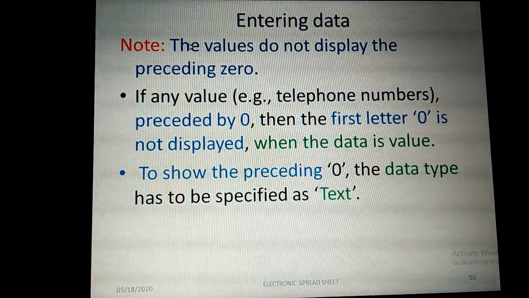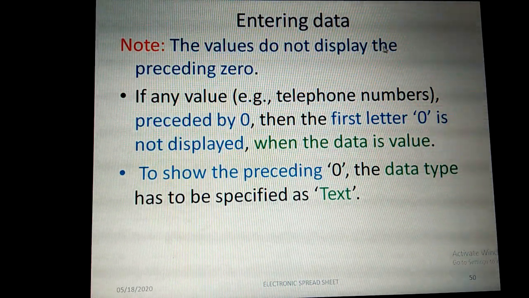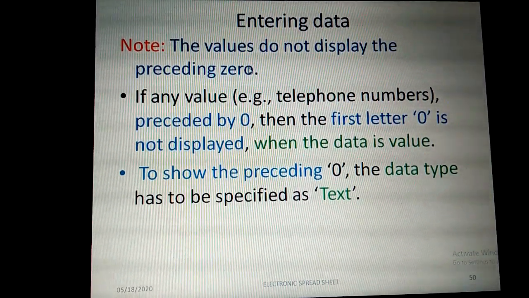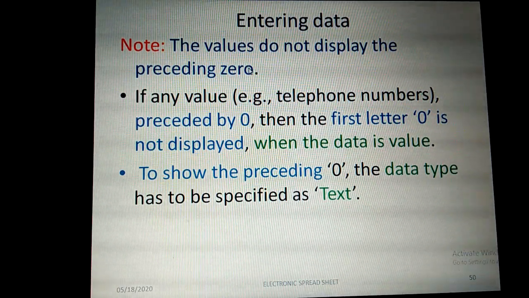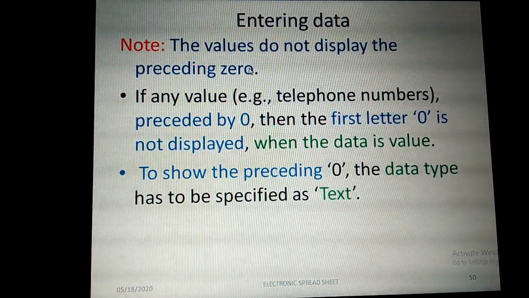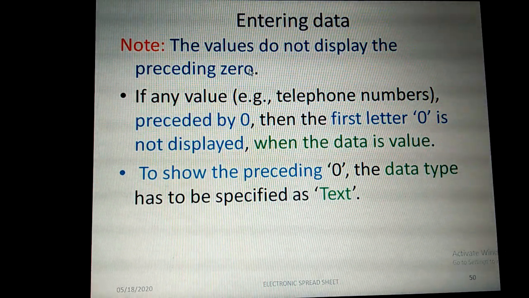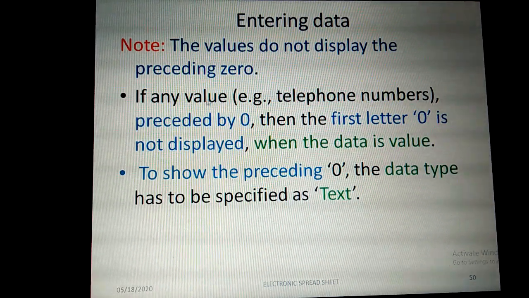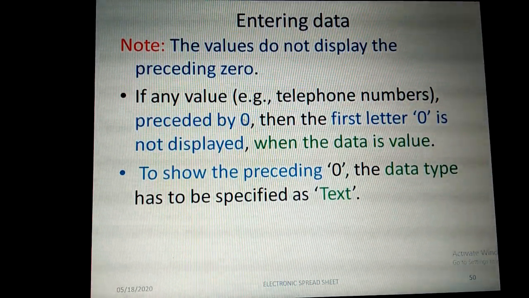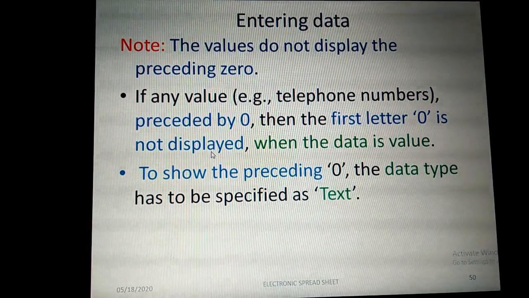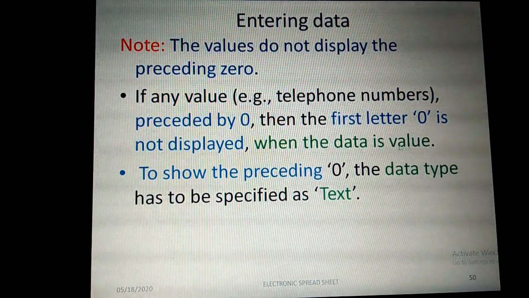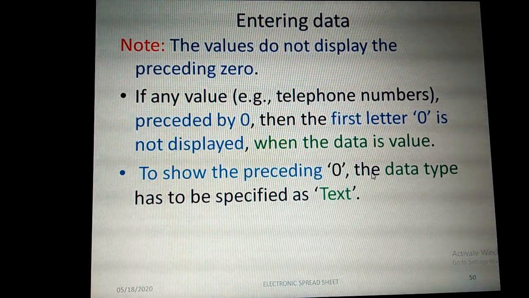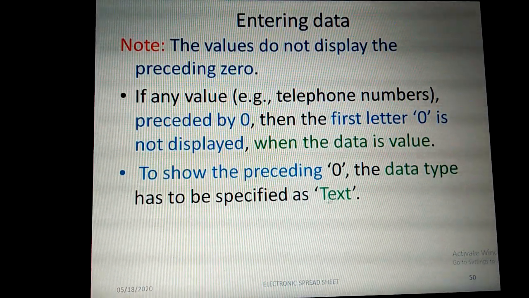Next, when you are entering data, the values do not display the preceding 0. So whenever you enter any value, for example if you are typing your phone number preceded by 0, the 0 will not be displayed if that number is in the number data type. So you need to change that value to the text data type. If any value like a phone number is preceded by 0, then the first 0 will not be displayed when the data is in the value data type. If you want to show that preceding 0, then the data type has to be specified as text.